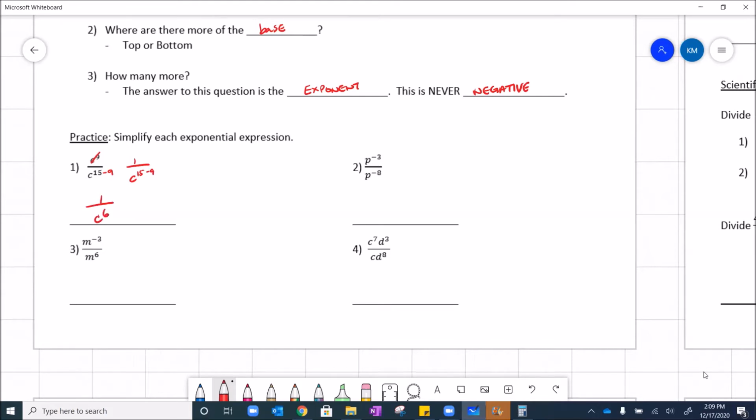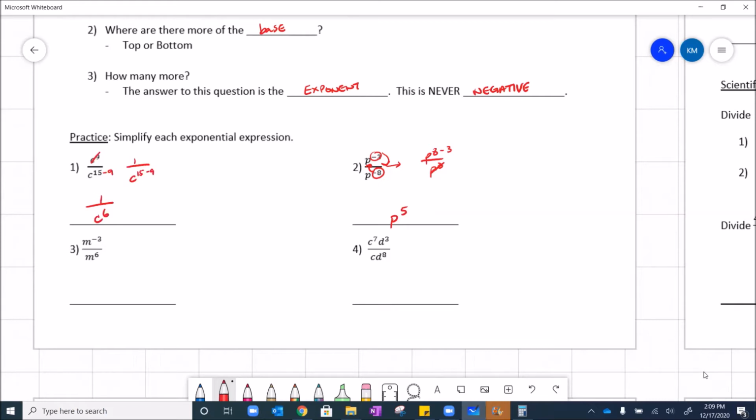Number 2, do the same thing. Is everybody happy? No, nobody's happy. So let's change that: I move it down, move it up. P to the 8th over p to the 3rd. All right, is everybody happy? Yes. Where are there more? There are more up top, so I'm going to subtract from the top. And that gives me p to the 5th power.